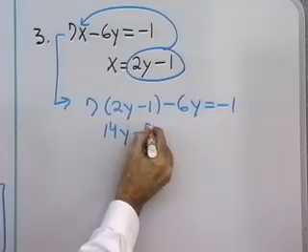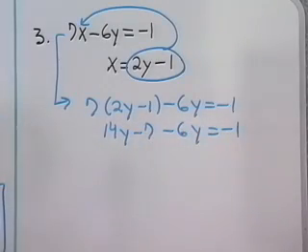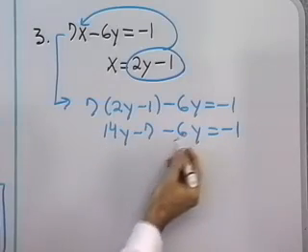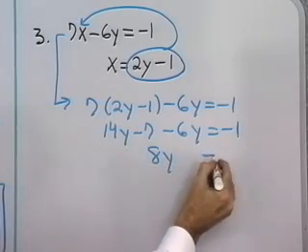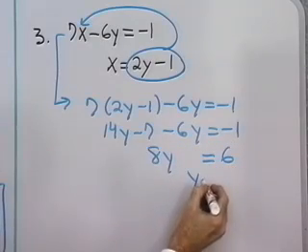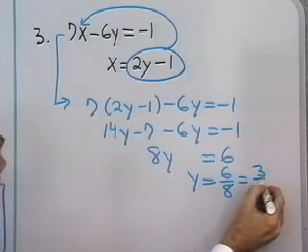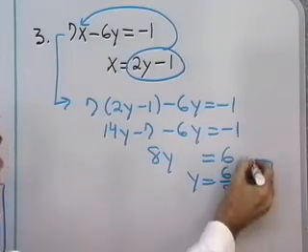14y minus 7 by the distributive property, minus 6y is equal to negative 1. 14y minus 6y is 8y, is equal to, I'll add 7 to both sides and get 6. Y is equal to 6/8, which is 3/4. Y is equal to 3/4.